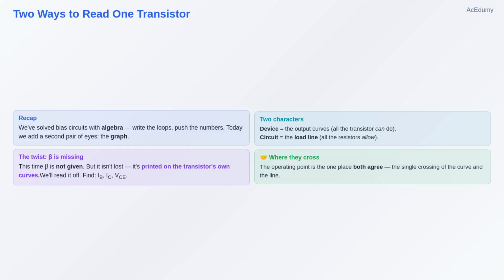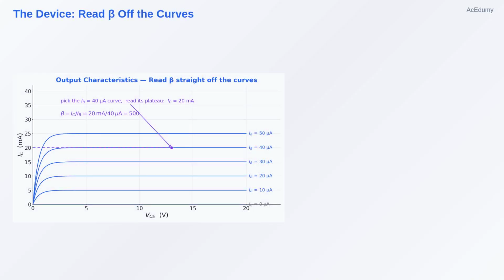Let us find it. Here are the transistor's output characteristics. Each curve is the collector current as the collector-emitter voltage changes, and there is one curve for each base current, 10 microamps, 20, on up to 50. Notice the shape. Each one shoots up fast, then flattens into a plateau and stays there. That flat plateau is the active region, where the transistor acts like a current source set by the base.